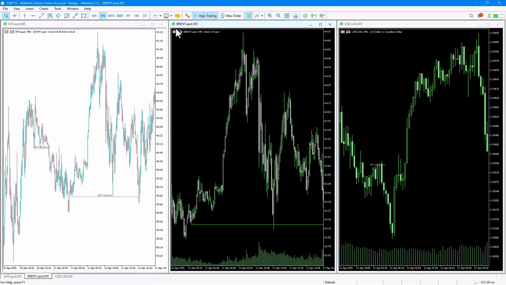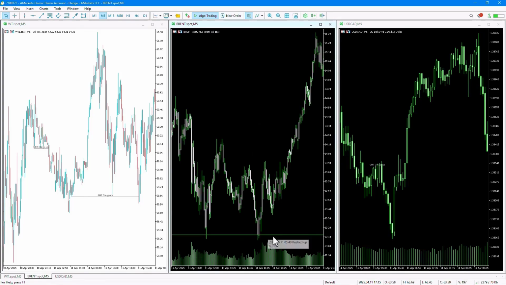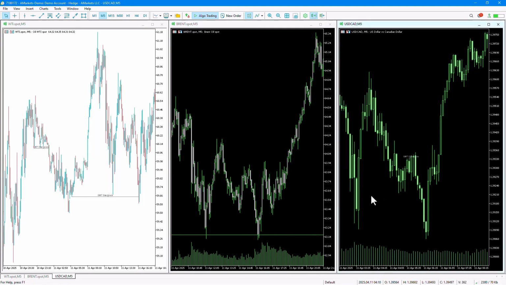In my second symbol, Brent, the price has moved upwards. Like WTI, it has had a downward drop again, but did not succeed in breaking the price floor in this section and moved upwards. In my third symbol, USD CAD, which moves in the opposite direction to the trend of the other two symbols, Brent and WTI, such that if USD CAD is bearish, WTI and Brent are bullish. Here, the price has moved downwards.